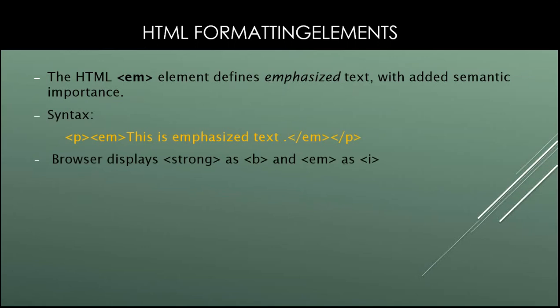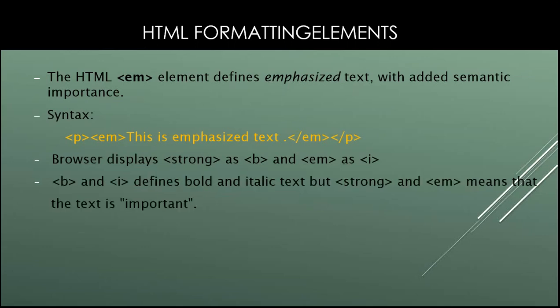So generally when we use the strong tag and the b tag, the output will be almost the same. The browser generally displays strong as bold and emphasized as italic text, but the difference is that the b and i tags simply define bold and italic text, while strong and emphasized mean that the text is important.